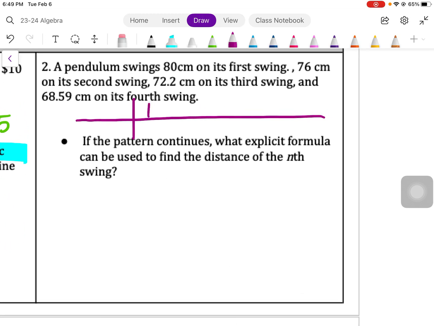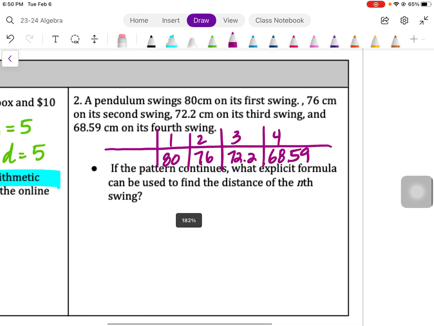So our first term is 80. Term 2 is 76. Term 3 is 72.2. And term 4 is 68.59. Okay, so the first thing I need to do is decide if this is an arithmetic or geometric sequence. And when I'm looking at this, I'm pretty sure that it's not an arithmetic sequence, but it's not an obvious geometric sequence either. So I need to see if there is a number that I can multiply each time that will give me this pattern.